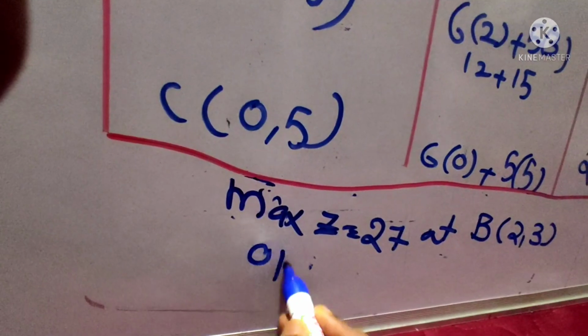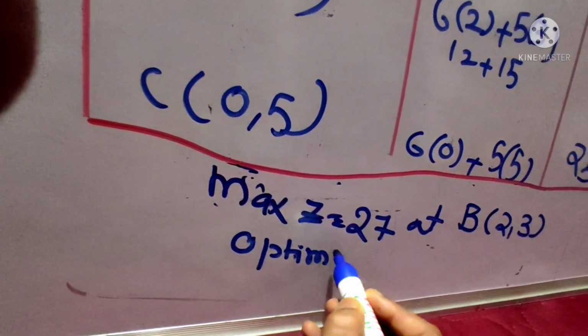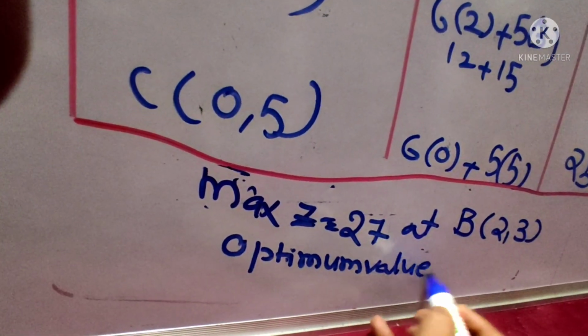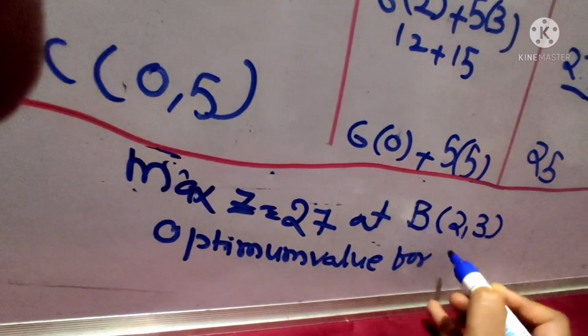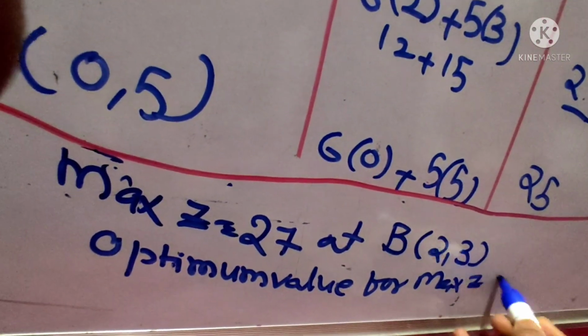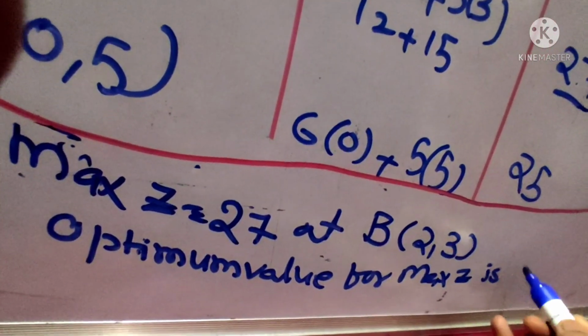Okay, in any LPP problem, our main objective is to maximize the given problem or minimize the given problem. In the question it is given as maximization, that is a profit problem. We have to maximize the profit. Optimum value for max z is 27.